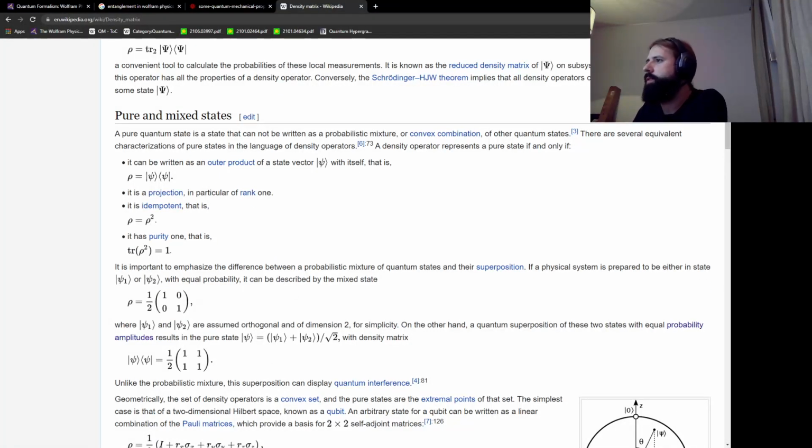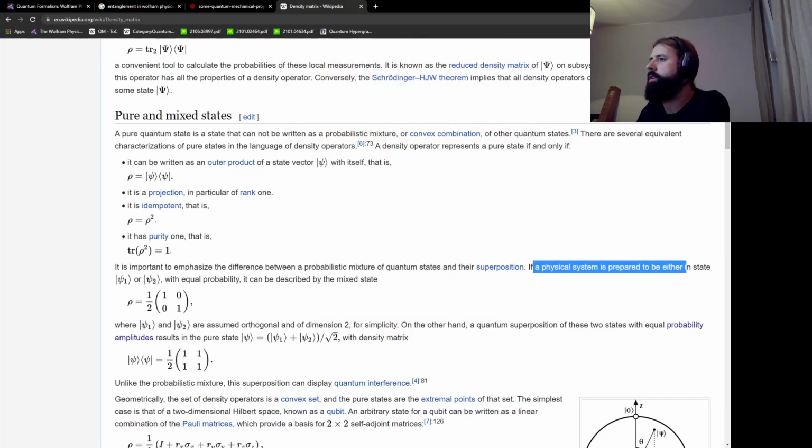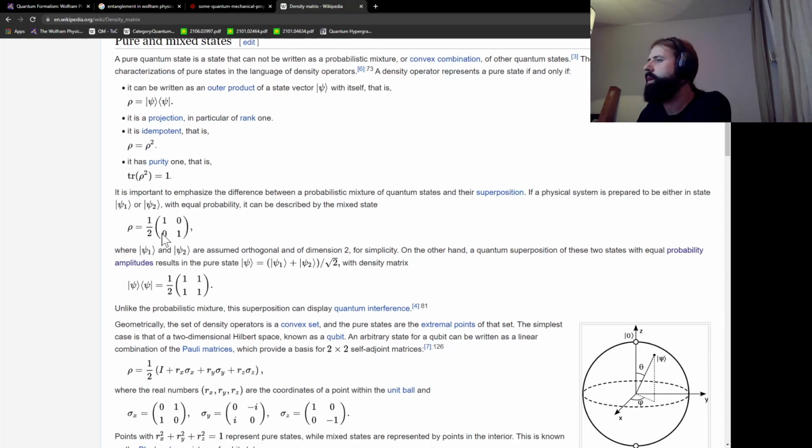So it is important to emphasize the difference between a probabilistic mixture of quantum states and their superposition. If a physical system is prepared to be either in the state psi1 or psi2 with equal probability, it can be described with this mixed state. So essentially, the superposition is these, right? The difference is these non-diagonal elements.